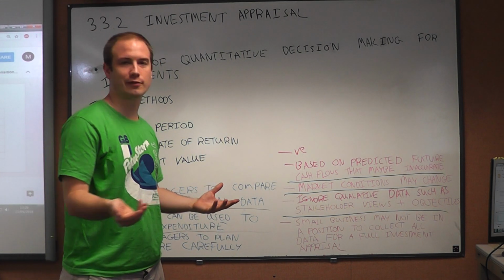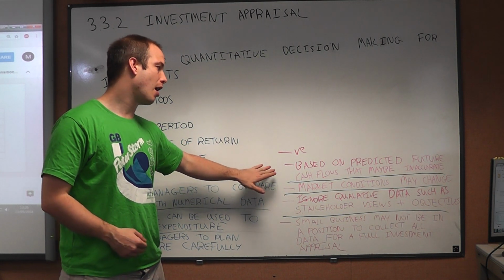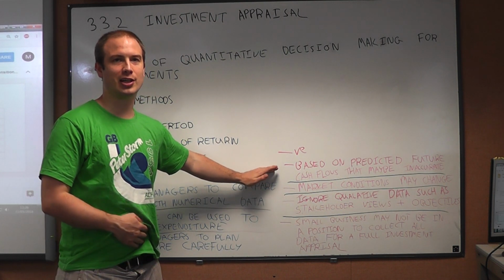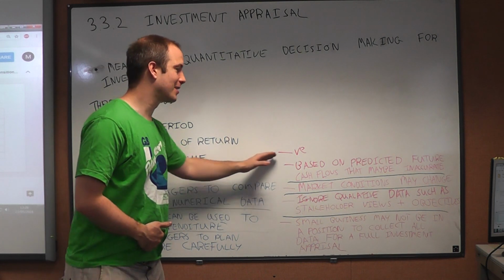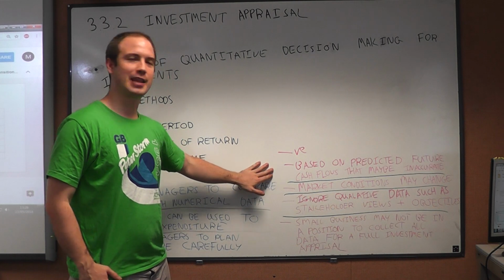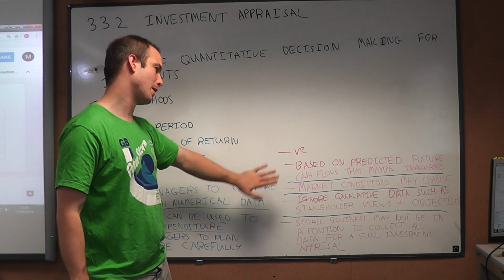So we might think that we're going to sell a lot of ice creams in the summer. If it rains, that's not necessarily going to be the case. Our future cash flows are not certain. You know, don't count your chickens before they've hatched, as it were. So that takes away from the effectiveness of the investment appraisal.